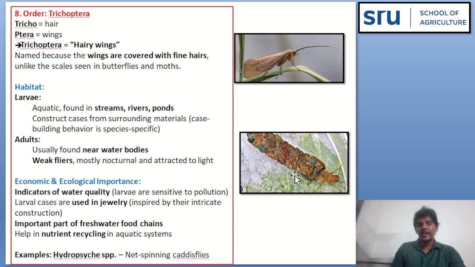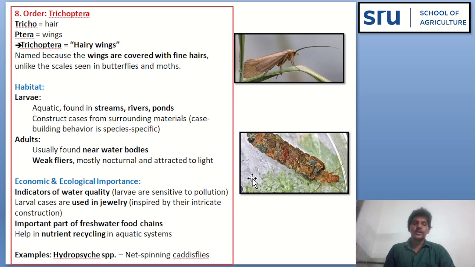Larvae are aquatic, found in streams, rivers, ponds, and construct cases from surrounding material. Case building behavior is seen in these Trichopteran larvae. Adults are usually found near water bodies. These are weak flyers, mostly nocturnal and attracted to light.